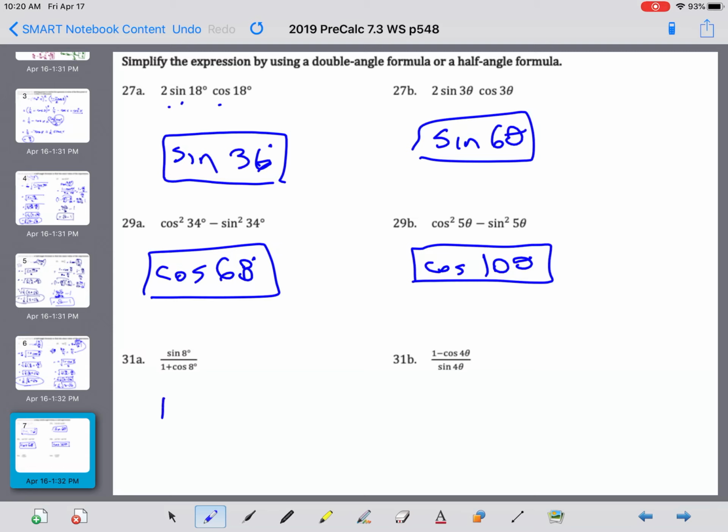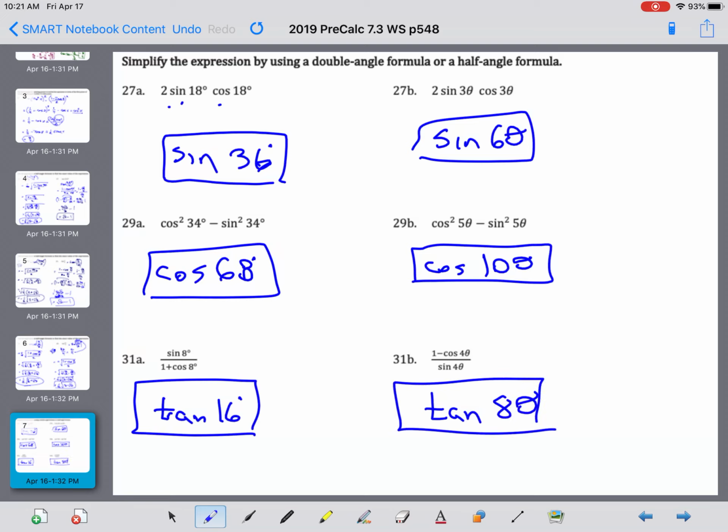This is tangent, so I'm going to say tangent and double 8 to get 16 degrees. Again, this is another form of the tangent. Remember, there are 3 options for the double angle for tangent here, so I'm going to double. And there we go. Hopefully this helps you out.